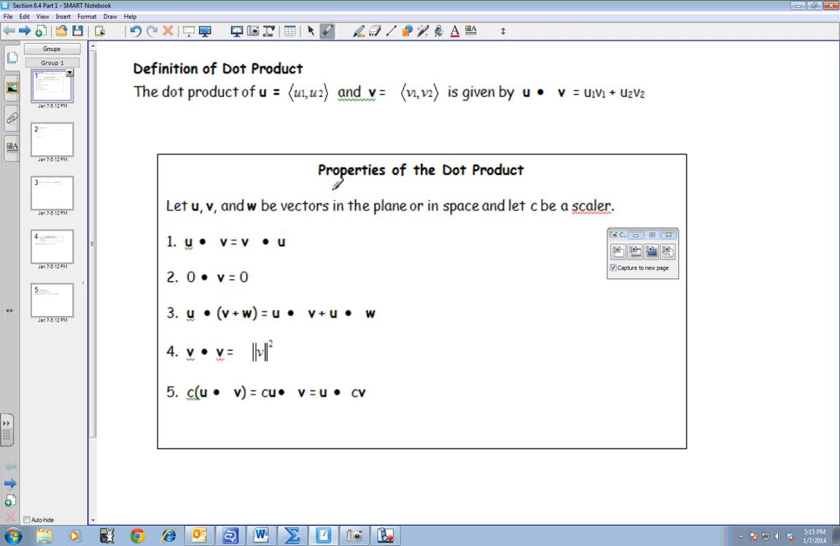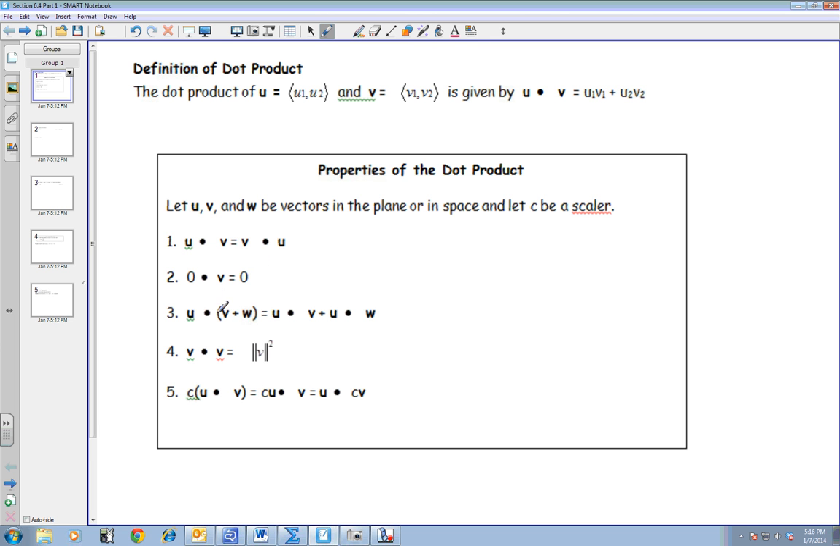And then they also list some properties of the dot product. Let u, v, and w be vectors in a plane or in space, and let c be a scalar. So they tell us that the dot product of u and v is the same as the dot product of v and u. So it has that commutative property, just like multiplication. The dot product of 0 and v gives you 0.